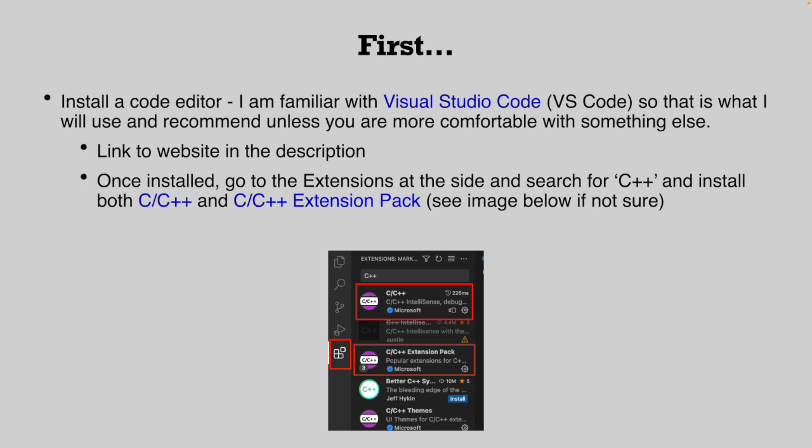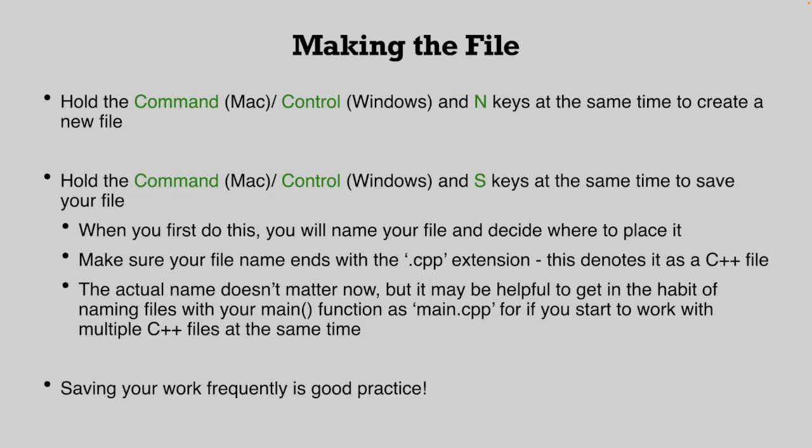So follow that. And then after you have that set up, you're going to want to make a file. Depending on whether you're on Mac or Windows, you're going to use Command or Control and the N keys at the same time to create a new file. That's the shortcut to do that. And then once you have that, press Command or Control, depending on whether you're on Mac or Windows, and the S keys at the same time to save your file.